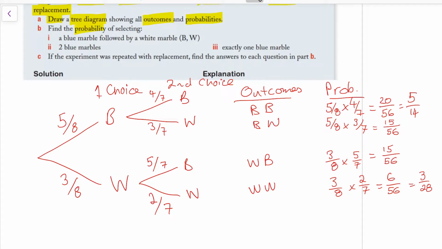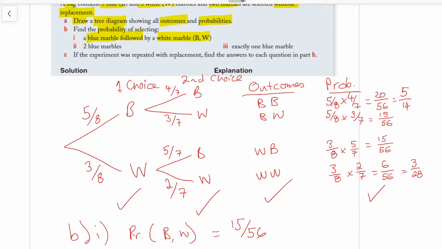Great. Give yourself a tick. 4 marks there. Brilliant. Now, find the probability that it's a blue marble and it has to then be followed by a white marble. So we want the BW option. So the probability of me getting a blue-white combo, and you look across at that and it equals 15/56.